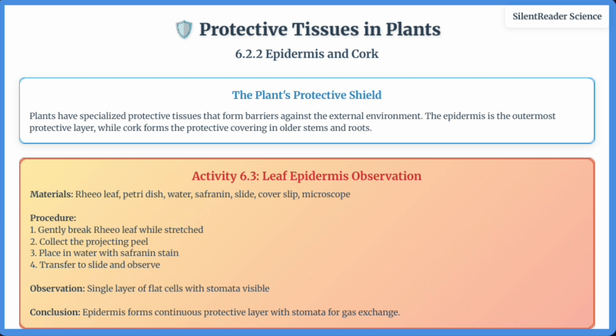In older plants, cork replaces the epidermis, consisting of dead cells with suberin in their walls that make them impervious to gases and water. The Rheo leaf experiment lets us observe epidermis directly, revealing how this delicate layer protects the plant while allowing essential gas exchange.